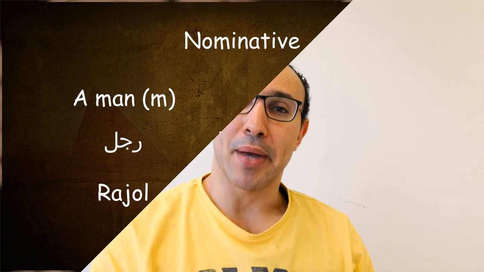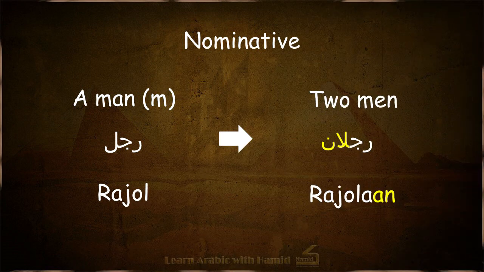Let's have a word like a man, rajul. If we want to say two men, we say in Arabic, in the nominative case, rajulan. Let us say it properly in modern standard Arabic with the jim, not the gim, because gim is Egyptian dialect. Rajulan.